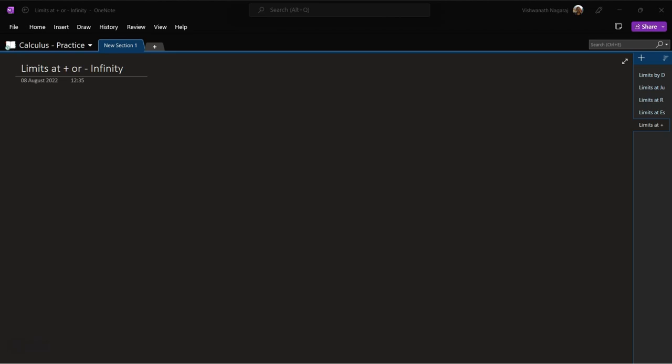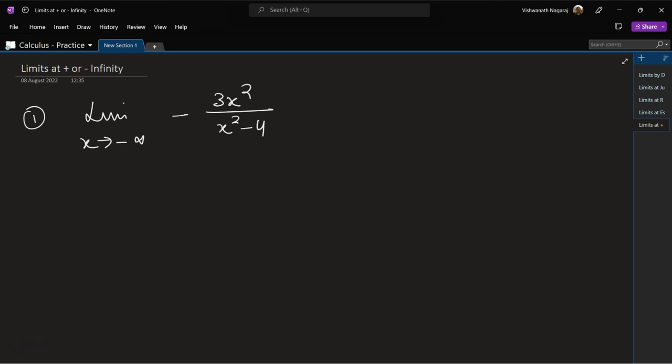Let's look at problems in limits at positive or negative infinity. So first one, limit as x approaches minus infinity of minus 3x square by x square minus 4.